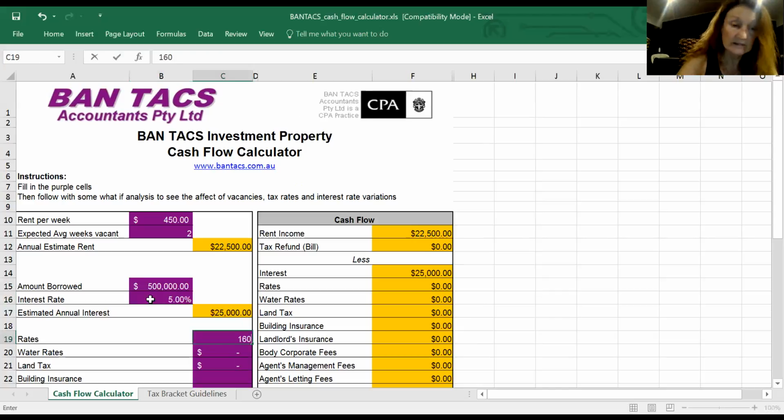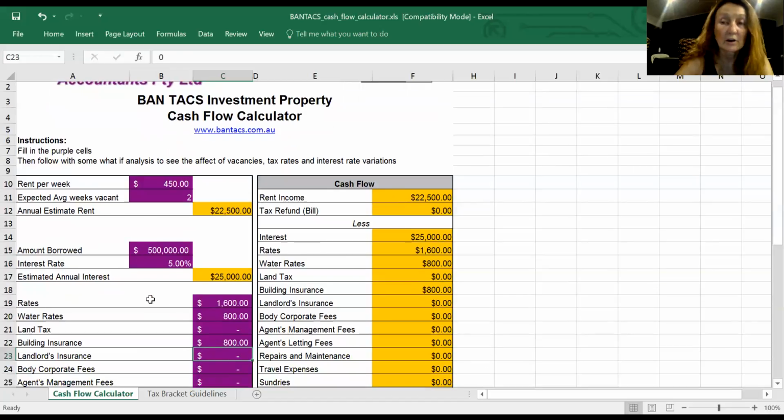And let's say rates are $1,600, water $800, land tax, let's hope you haven't got that, building insurance, well, that varies a lot in areas, and that's certainly something you should find out in detail before you sign a contract and decide to buy. Besides, you need to insure it at the time you sign the contract anyway, so it's a worthwhile thing to do. Landlord's insurance, say $250. Body corporate fees, well, that would only be if it was a unit. We're assuming a house here.